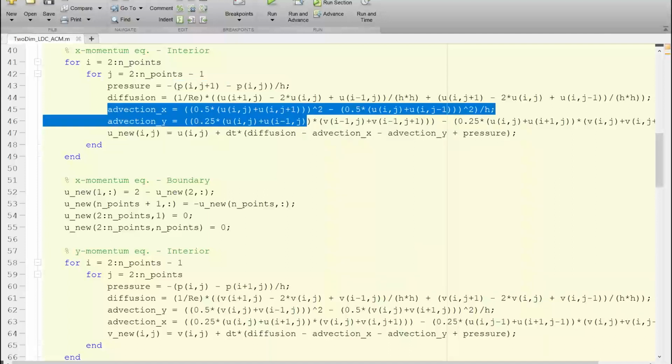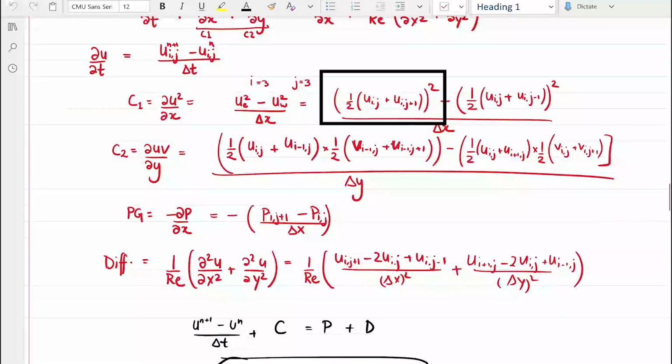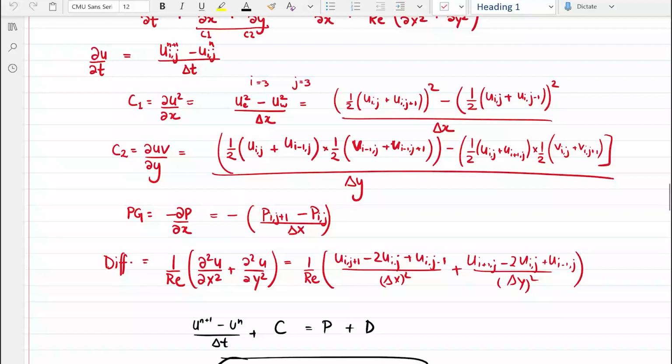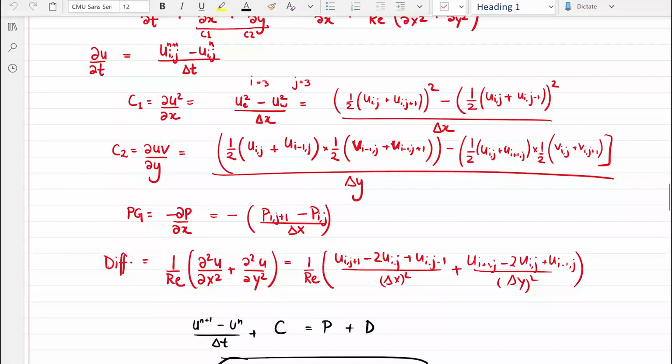For the two advection terms, we had the advection in the x direction, or the x gradient term, and the y gradient term. We had del u square over del x, which is this particular term, and we are saying that it's u at i comma j plus 1 divided by 2 raised to the power 2, which we have here in the form of a square, minus half of ij and ij minus 1. That's exactly what's written here. That's my C1 term, or the del u square divided by del x.